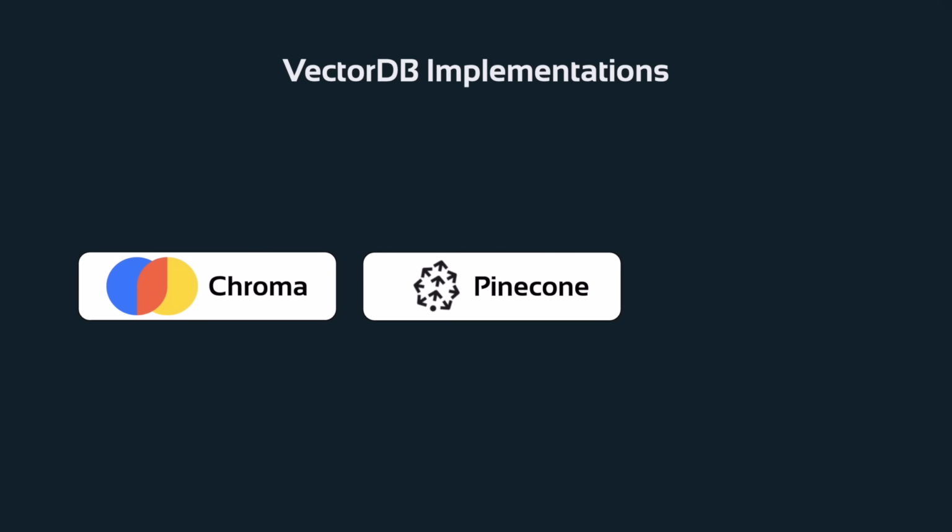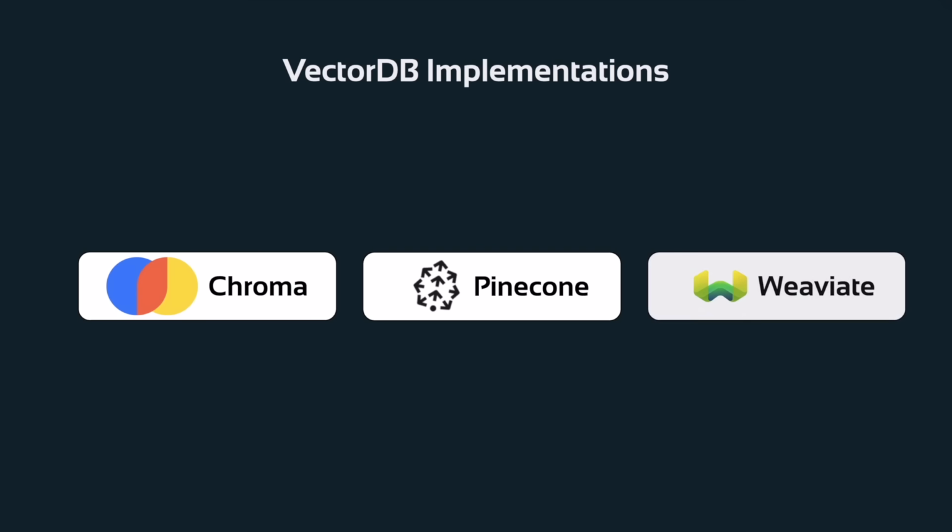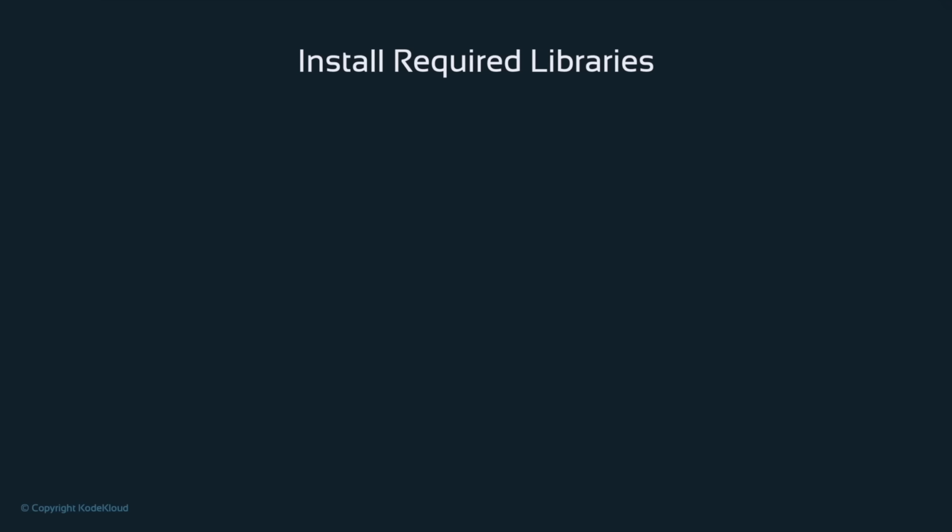Pinecone is a managed service, meaning they handle all the infrastructure for you. You just send your data and queries and they take care of everything else. It's used by big companies in production, but you pay per use. There are other great options too. Weaviate with its GraphQL API is another example. But for learning, I recommend starting with Chroma. So the best approach is to start with Chroma for learning and experimentation, and then move up to Pinecone or Weaviate for production use cases.